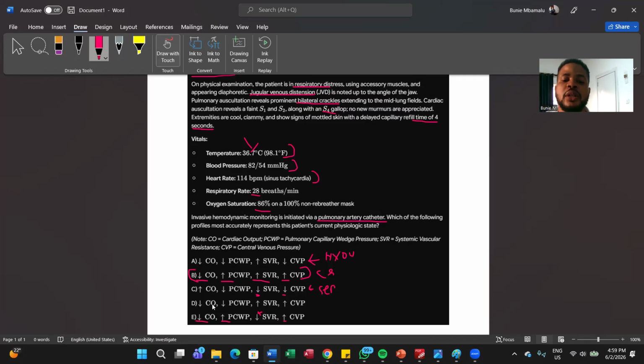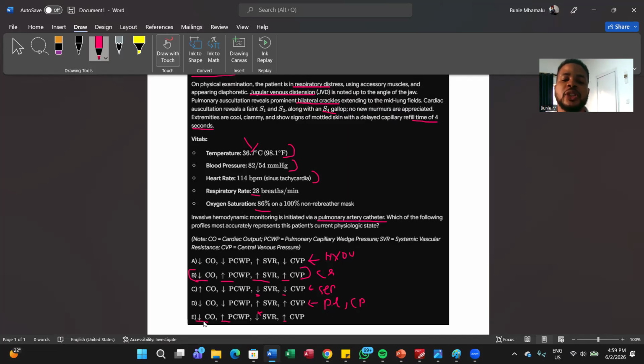With D, we have reduced cardiac output, reduced PCW. So the left side is not working quite as well as it should. That's what these both tell us. There isn't any congestion in the left atrium or the lungs really. Increased systemic vascular resistance. Our blood vessels are functioning well, and increased central venous pressure. So increased central venous pressure means we're probably going to have jugular venous distension. So there isn't congestion in the lungs or the left atrium, but there is congestion on the right side of the heart. This is a picture of obstructive shock, usually because of a pulmonary embolism, or perhaps constrictive pericarditis.